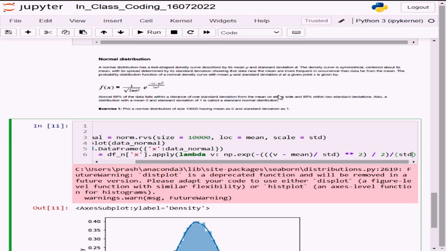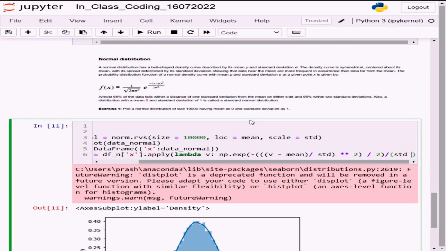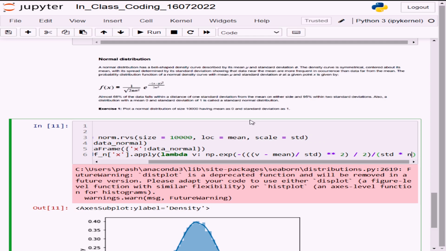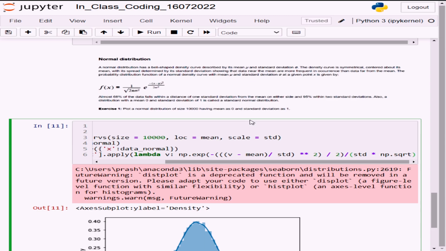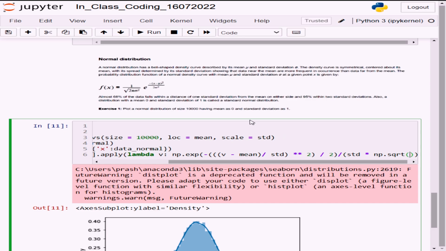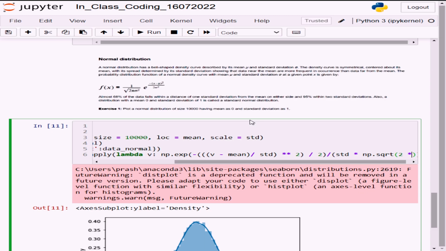So square root of what I'm supposed to use? 2 pi. Okay. So first I use the sigma square under root. Under root, the sigma square becomes simply sigma. So first I use STD. To that you multiply with square root, which is under numpy, np dot sqrt. Okay, so square root of, and we'll be writing the 2 pi. All right, so 2 into np dot pi. All right, so that's done.